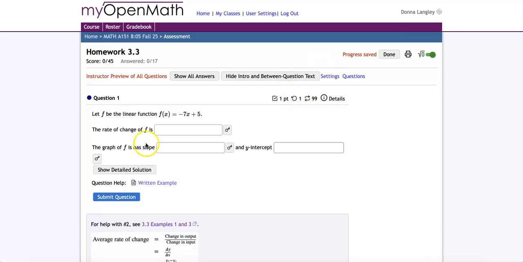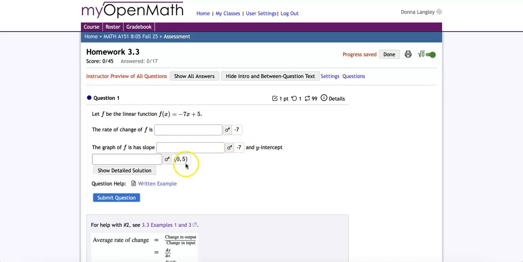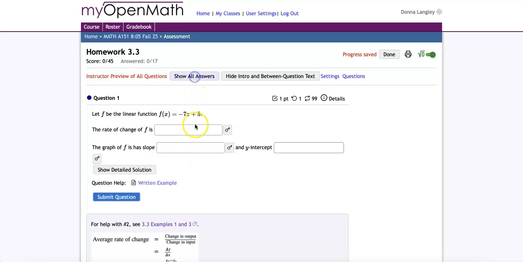So in this case, the rate of change is -7 because the slope is -7. So they are going to be the same thing. And the y-intercept is going to be (0, 5), expressed as a point.